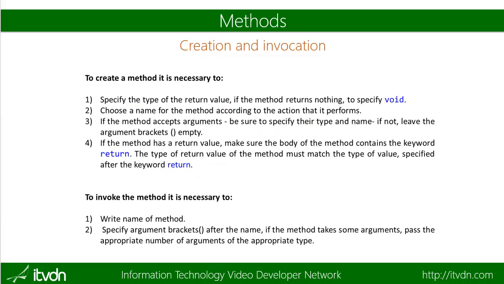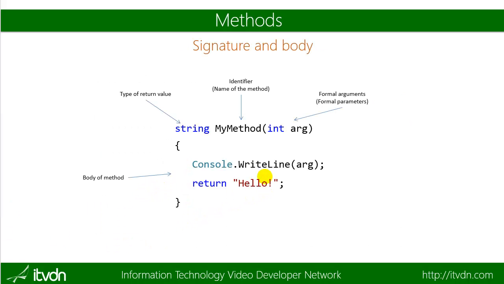Okay? Now, let's go back again. And if the method has a return value, make sure the body of the method contains the keyword return. The type of the return value of the method must match the type of the value specified after the keyword return. What this means is that if our method has a return value, this is our keyword return. And of course, the type of what we put in here has to be the same type we have here.